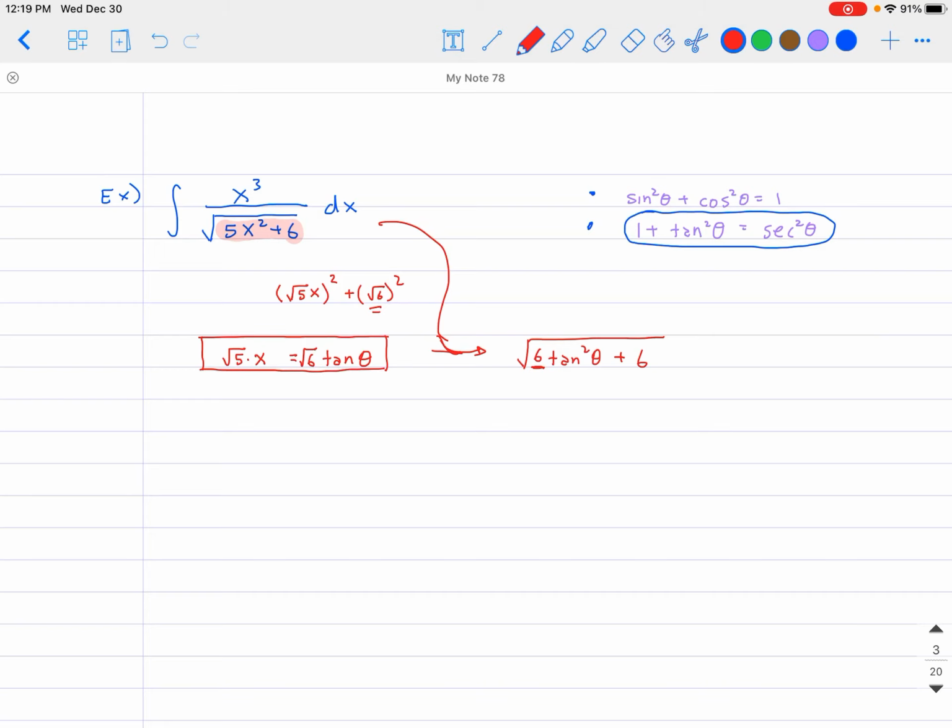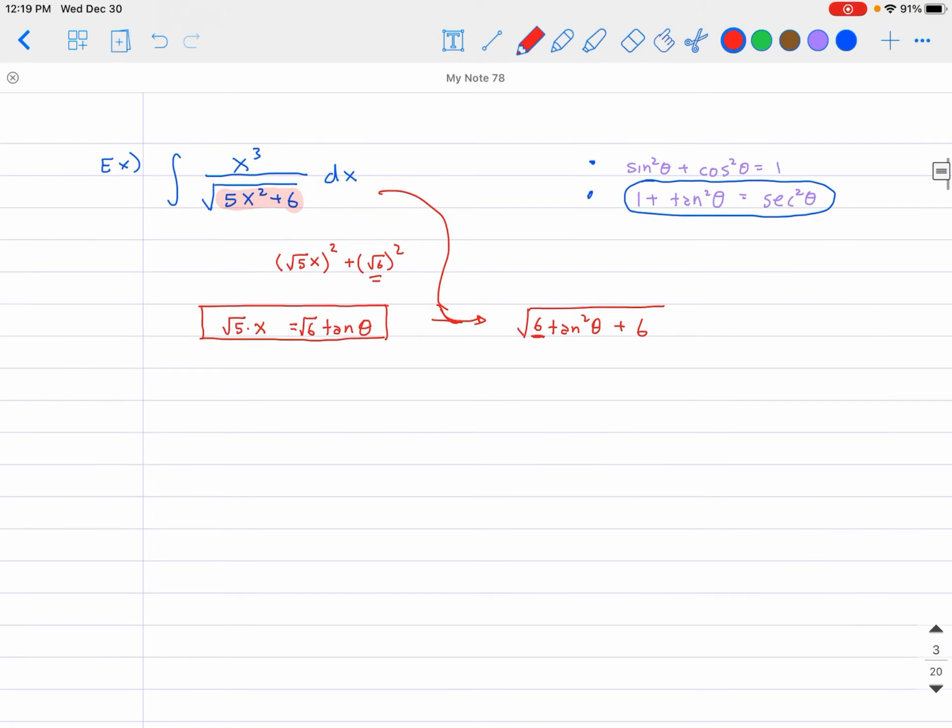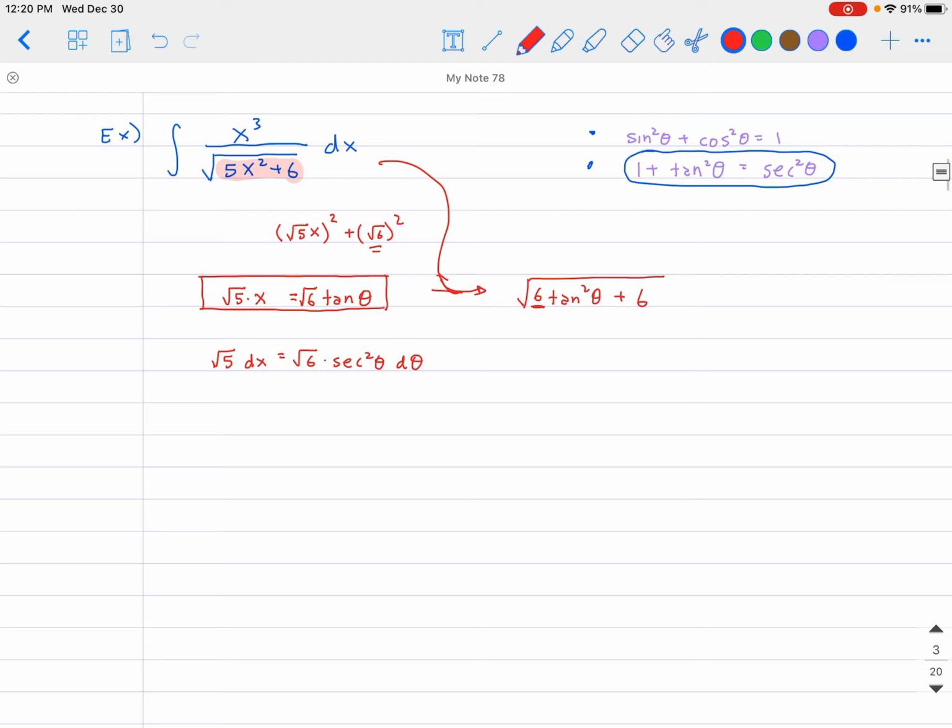Okay, let's go ahead now and do my replacement then, or actually not replacement yet. We're going to go ahead and take the derivative because we have to do kind of like, again, u-trig substitution. So root 5 multiplied by dx is equal to root 6 multiplied by the secant squared theta d theta. Okay, now let's go ahead and make our substitution as we were saying earlier.